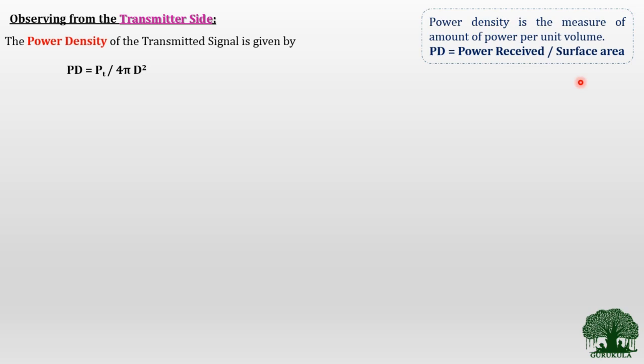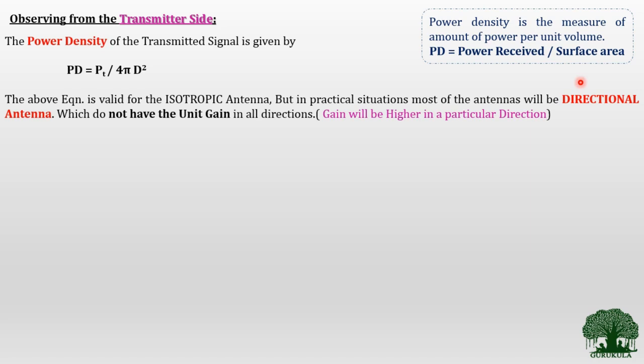We have made an assumption that we are using isotropic antennas, but in real situations we are not going to use isotropic antennas; we will be using directional antennas. What do we mean by directional antennas? The gain of that particular antenna will be higher in one particular direction. In other words, it will not have unit gain, so we cannot take the gain value to be equal to 1 anymore. So we will slightly modify the above power density equation, considering the gain.